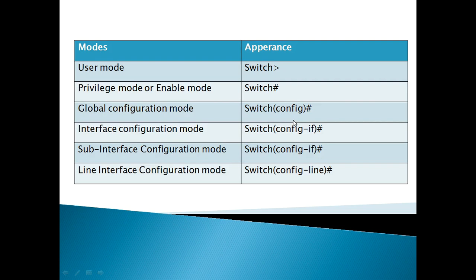Then the global configuration mode, which can be seen as in the config command, and then the interface configuration mode. When you enter into the interface, it will show like this, and the sub-interface configuration mode. Interface and sub-interface will look similar. Next is the line interface configuration mode. We will look into each of the configuration modes in the upcoming slides.